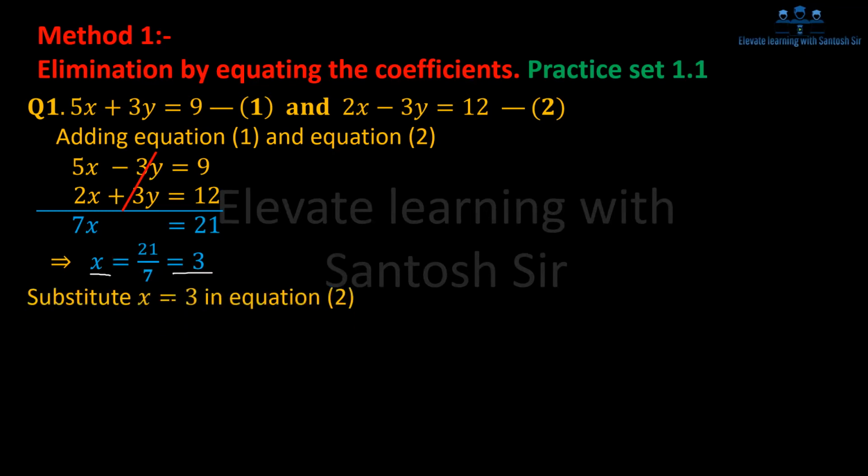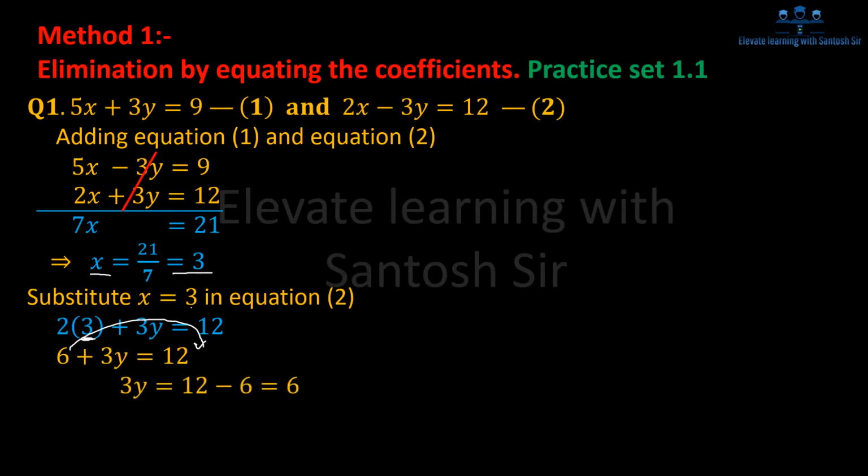For example, this time I am using x is equal to 3 in the second equation. So I'll write the second equation. In that, in the place of x, I will put 3, and then I will solve it. 2 3s are 6. I will get 6 plus 3y is equal to 12. Then I can say that 3y is 12 minus 6, which is nothing but 6, and y is 6 upon 3, that is nothing but 2. So the solution to this is x comma y is equal to 3 comma 2.